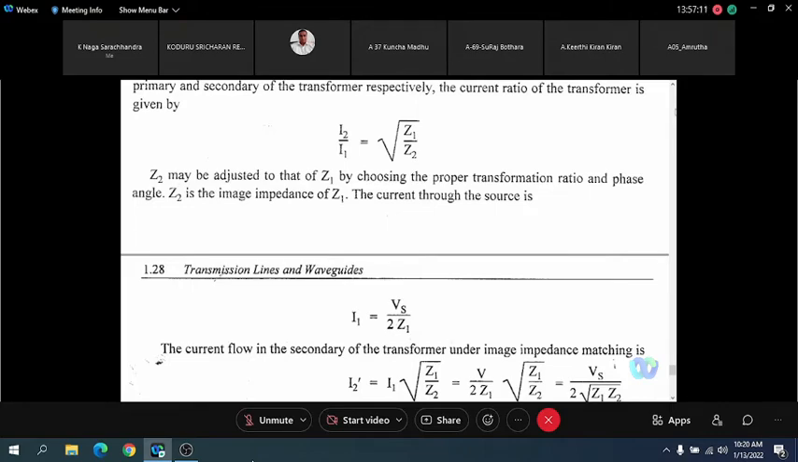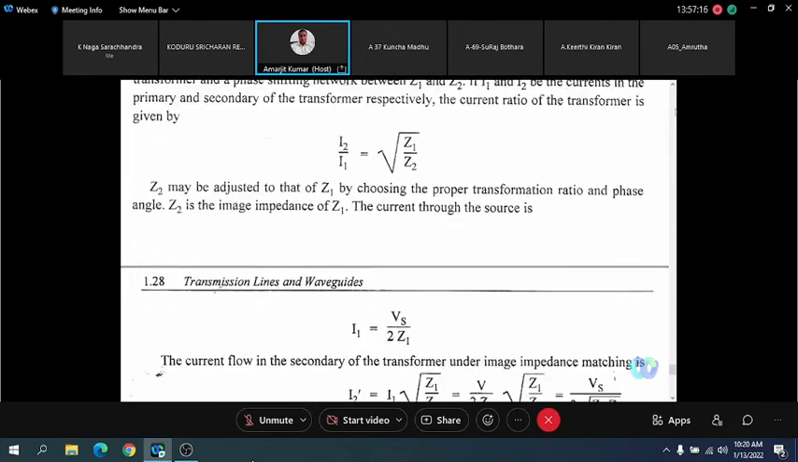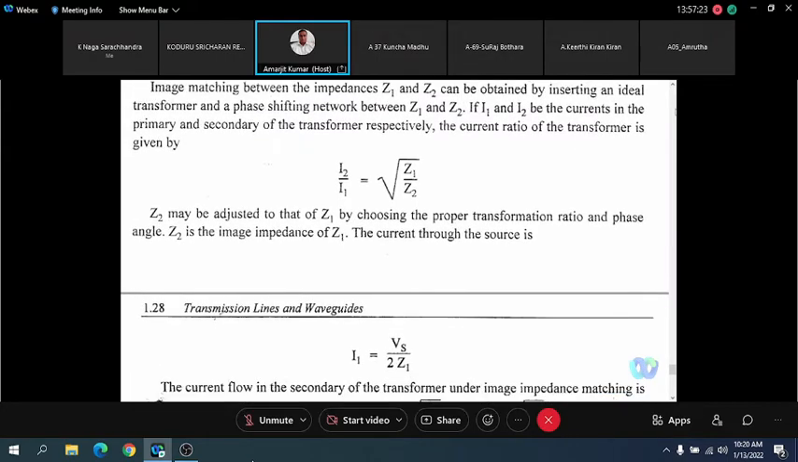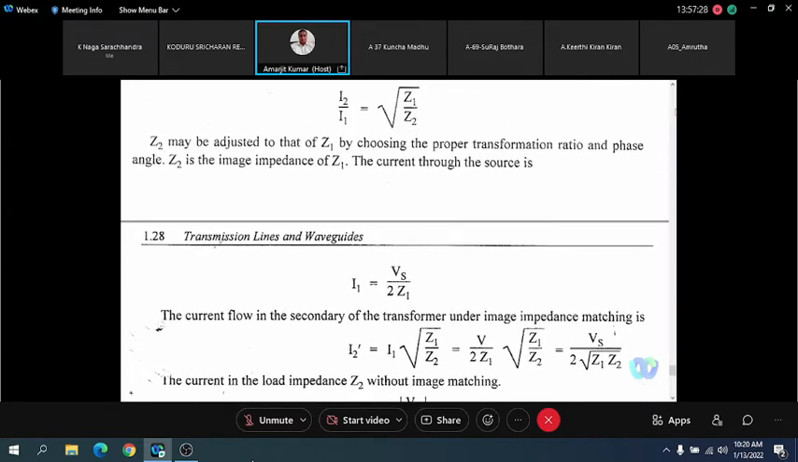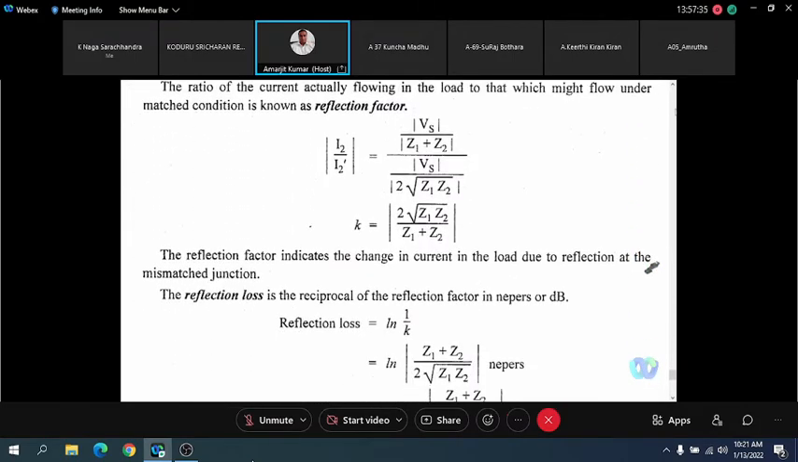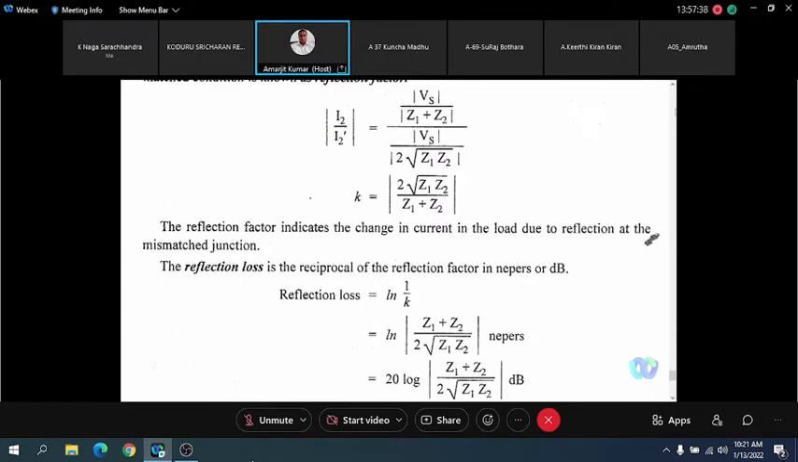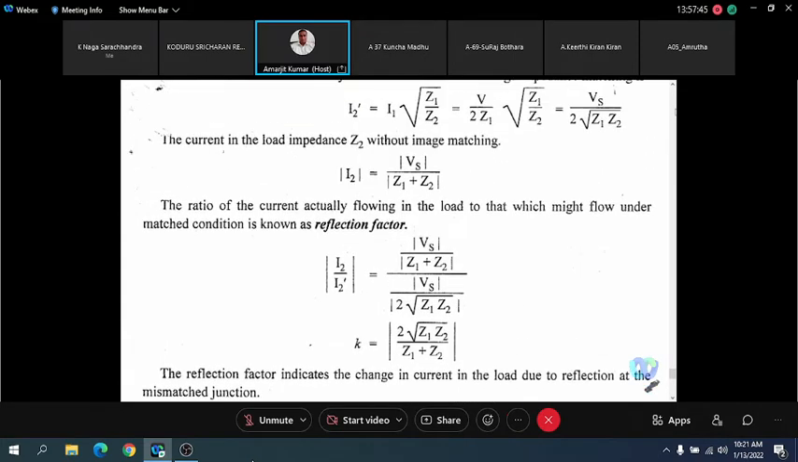So basically, they have calculated the reflection loss. Here we are discussing low frequency transmission line. Radio frequency line we will discuss later. So what is the reflection loss? I2 upon I1 is equal to root Z1 upon Z2. The reflection loss they have calculated as ln of (Z1 plus Z2) upon 2 root Z1 by Z2. How have they got this? How is it achieved?